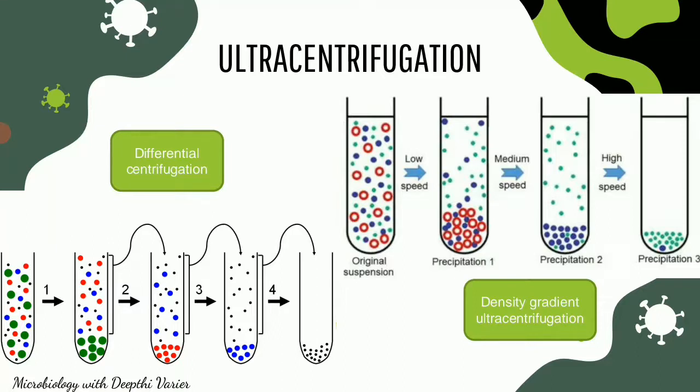So this is the idea behind density gradient centrifugation. But in the case of differential centrifugation, we don't add any extra material or solvent. It's just based on increasing the centrifugal force in a stepwise manner. So that is the major difference over here. Differential centrifugation does not utilize any kind of density gradient. It is only based on the increasing speed.